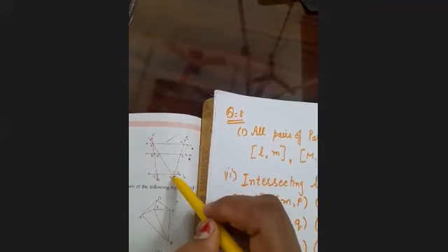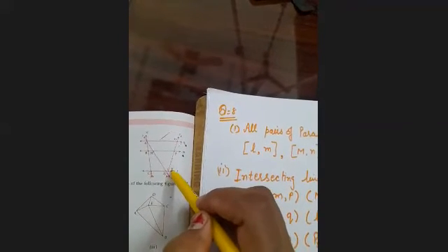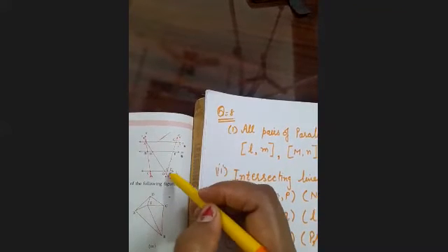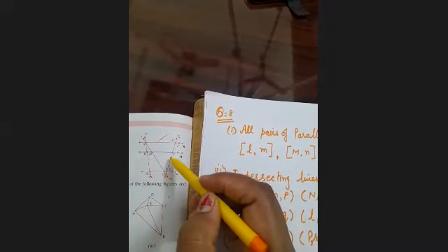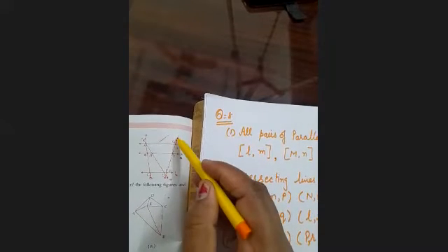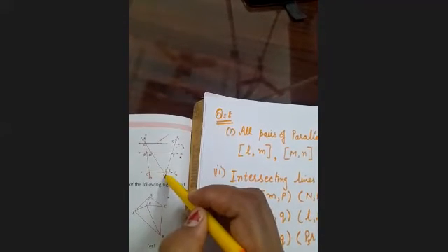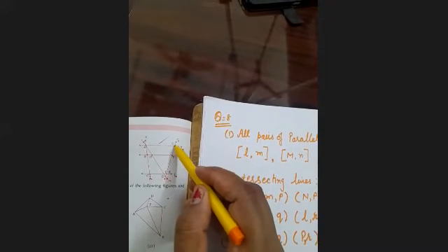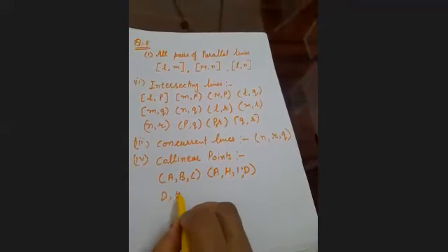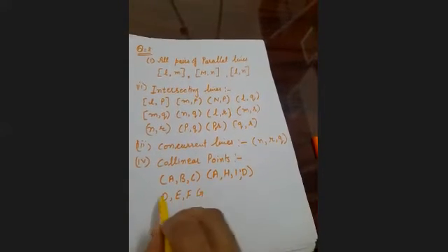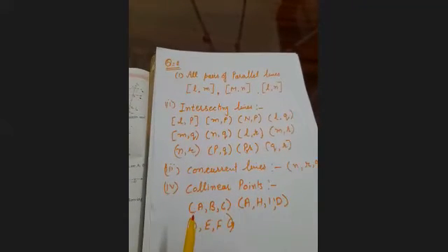Next is D, E, F, G. These all points lie on line P. This is D, E, F and G. Next is C, I, E.